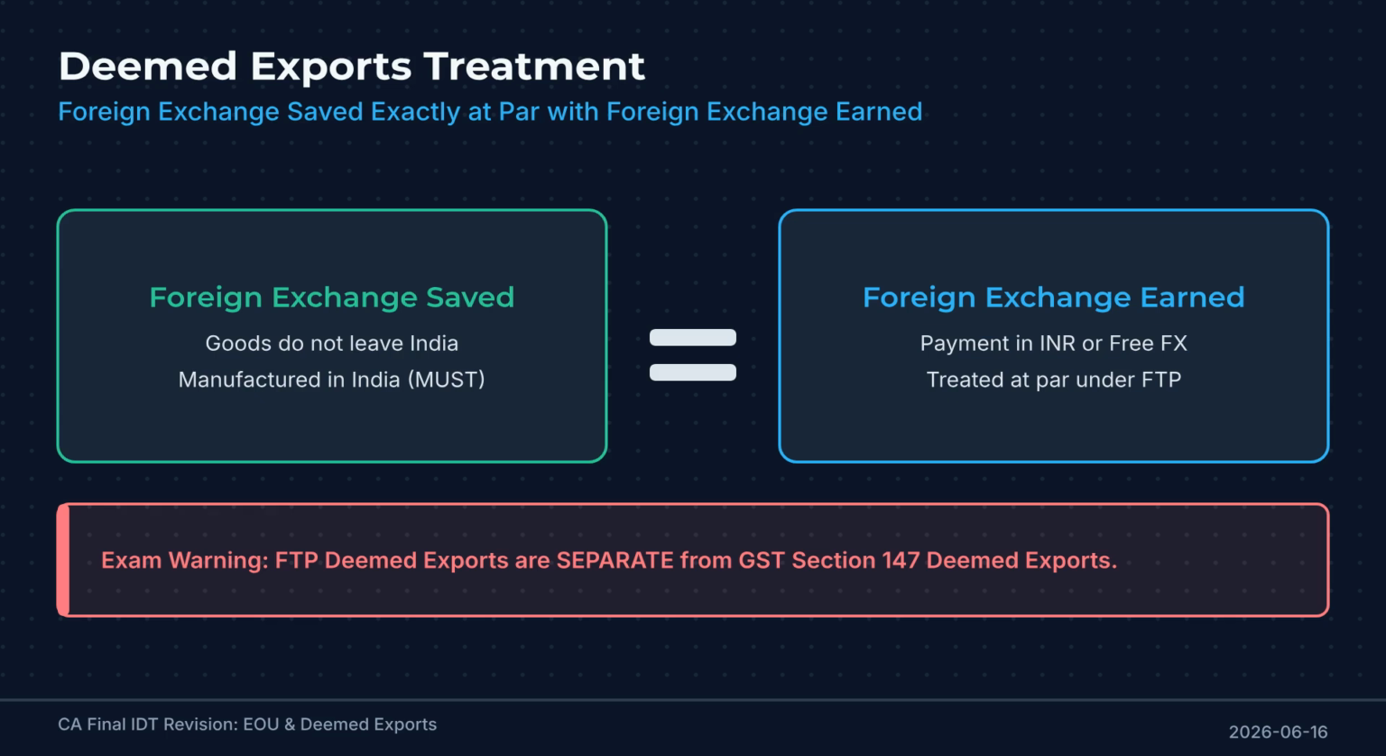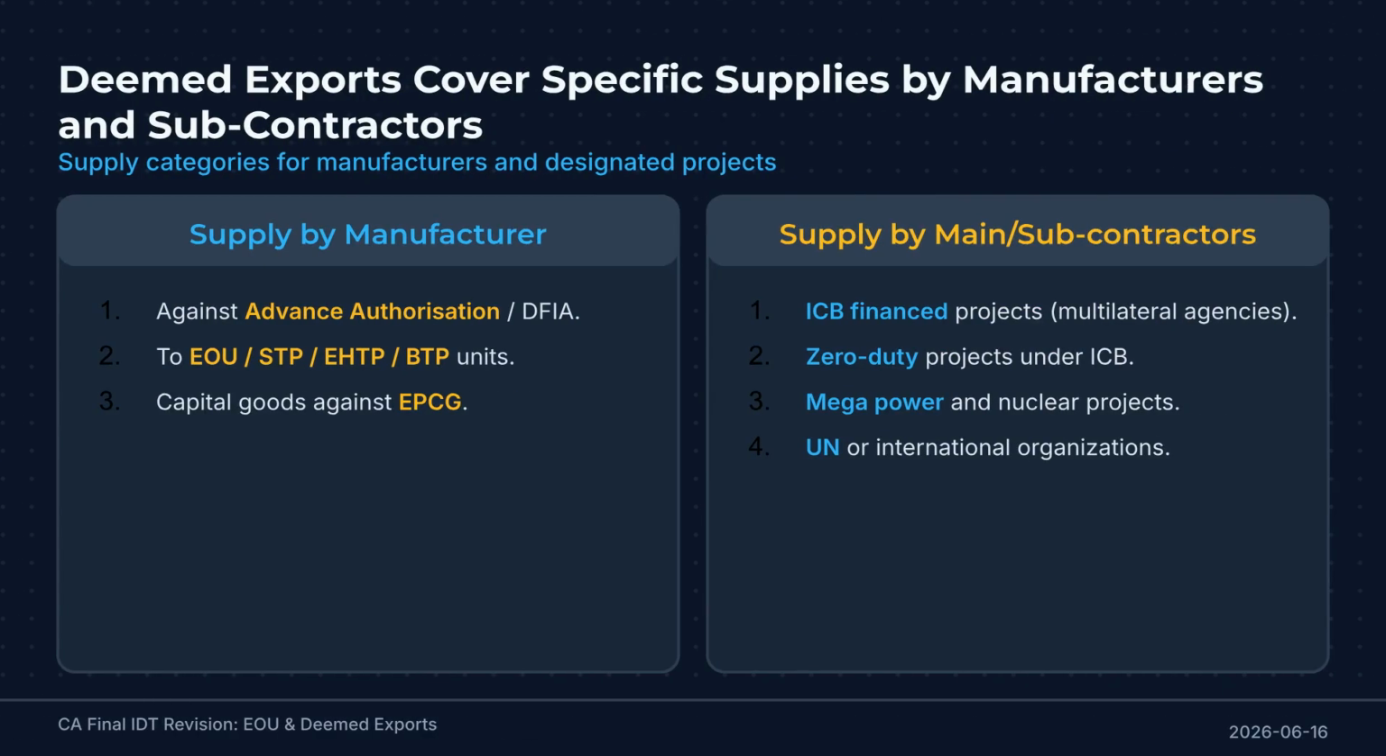The philosophy behind deemed exports is beautifully simple. Foreign exchange saved is considered equivalent to foreign exchange earned. For a transaction to qualify, the goods must be manufactured in India and should not leave the country. Payment may be received either in Indian rupees or in freely convertible foreign exchange. One very important exam point is that FTP deemed exports and GST deemed exports are completely different concepts. Whenever a question mentions deemed exports, always check whether it is referring to the Foreign Trade Policy or Section 147 of the CGST Act.